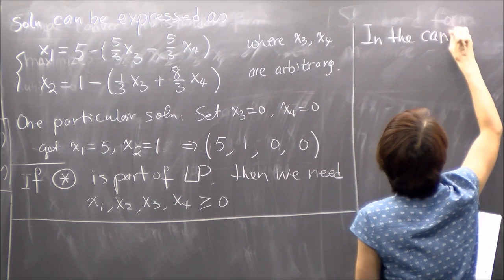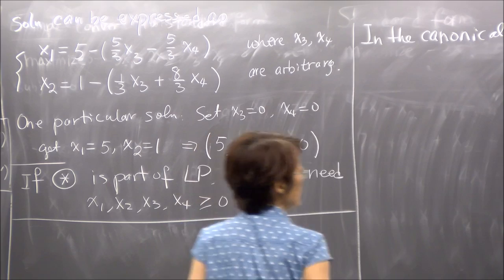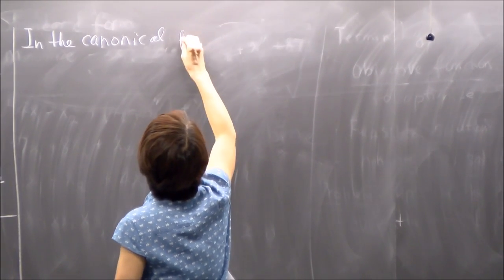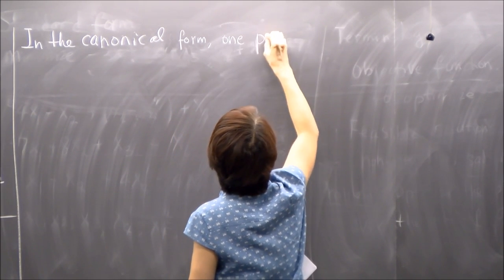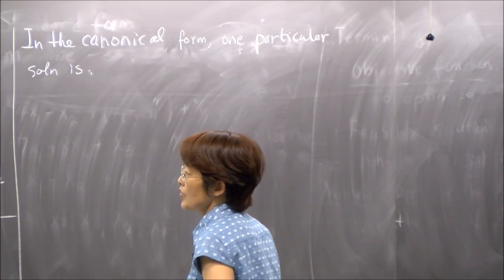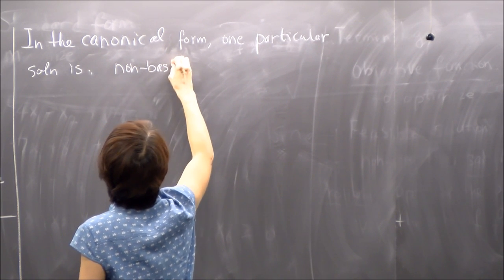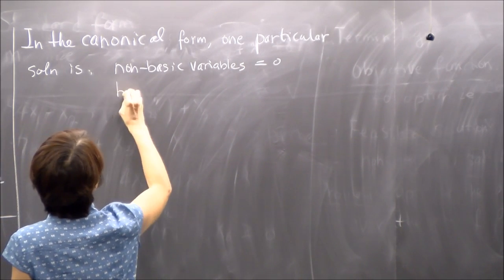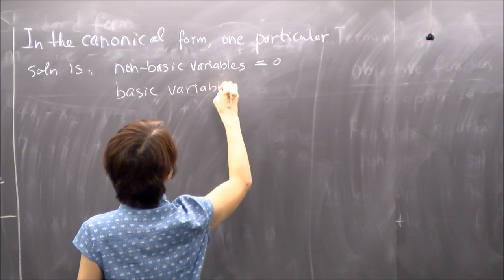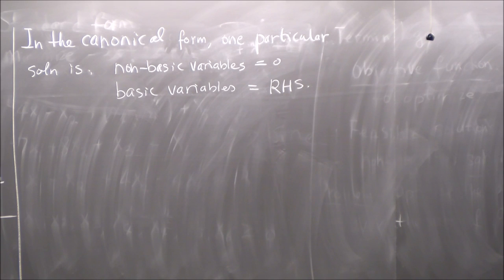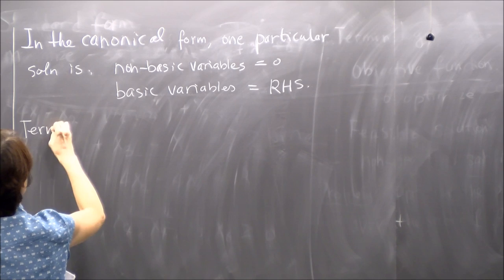Okay. So in the canonical form, one particular solution is the following. You can set all non-basic variables to be zero, okay? And then the basic variables will simply equal the corresponding right-hand side value in the canonical form. Okay, so this is a solution you can immediately write down once you have that form. And that is actually very important. So I give you another terminology, a very important solution.